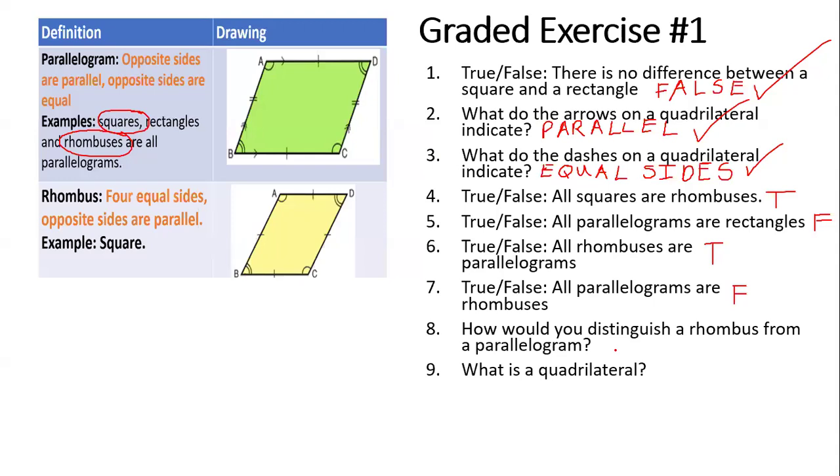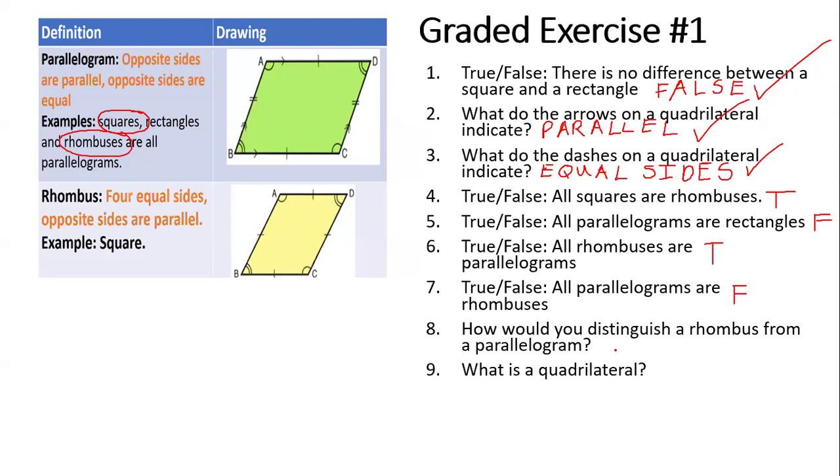Rhombus, all sides are equal. So, what do you want to say? Okay, good. For a rhombus, all sides are equal. For a parallelogram, all sides don't have to be equal. So that's the difference. That's how you could distinguish a parallelogram and a rhombus.